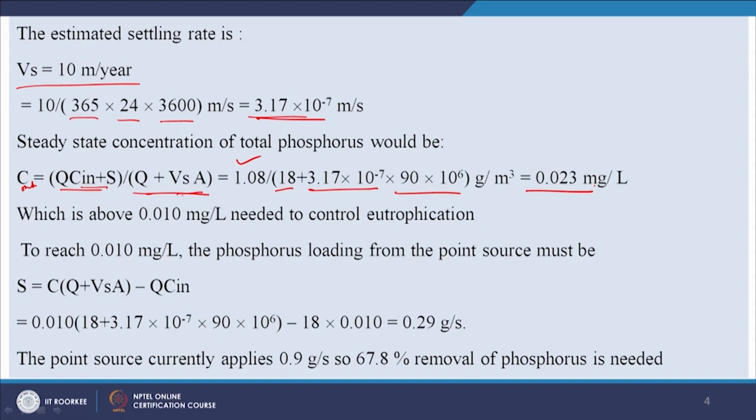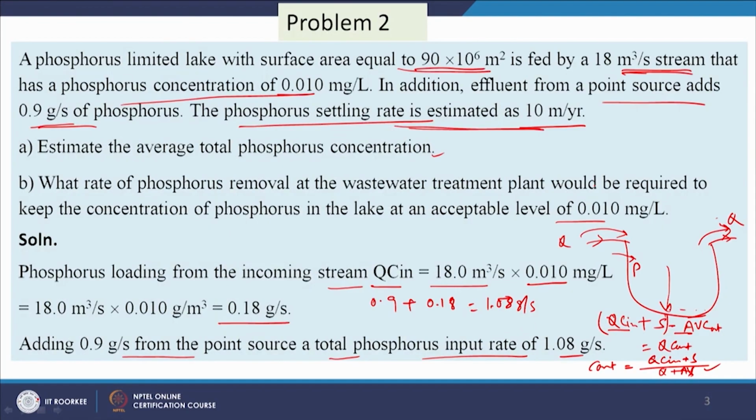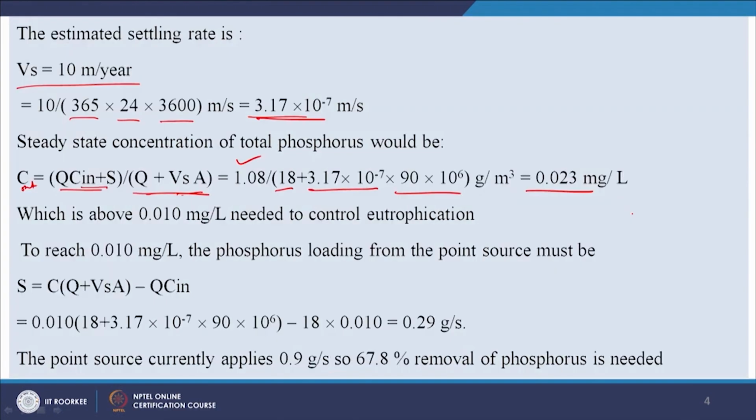Now, what is the permissible limit? The acceptable limit is 0.010 mg per liter as per the problem statement, part B, but here we are having 0.023. So, it is more than that. That means the water which is going out from this lake requires treatment. Okay. So, this treatment is needed.